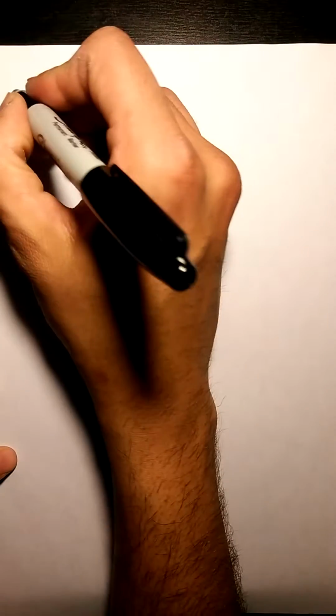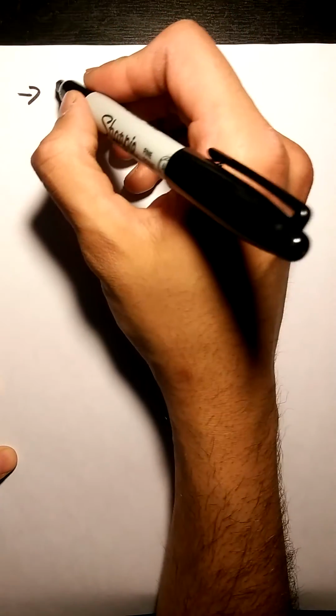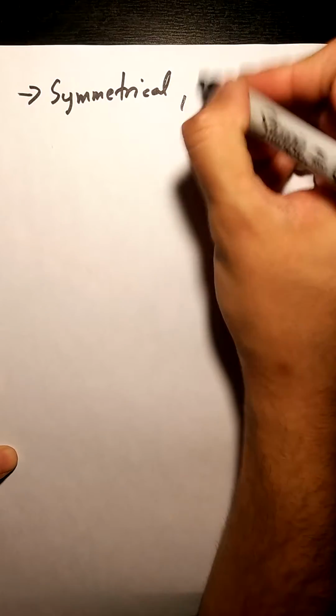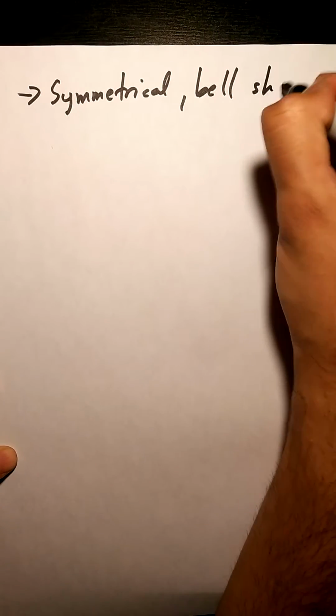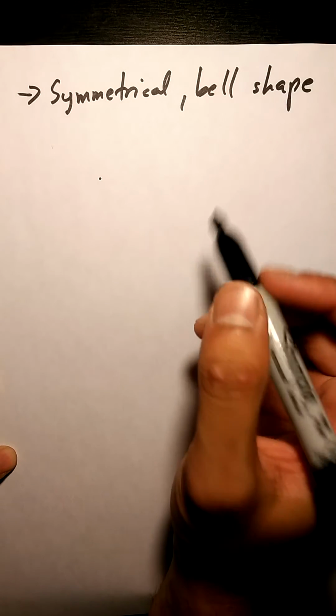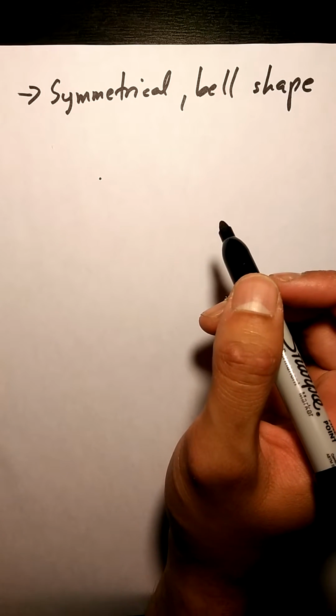Okay, so explaining the empirical rule here, the most important thing to note in the question is that it will say that it is a symmetrical bell-shaped frequency distribution. If the question says symmetrical bell-shaped, you know that you have to use the empirical rule.